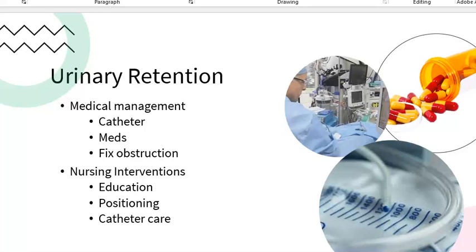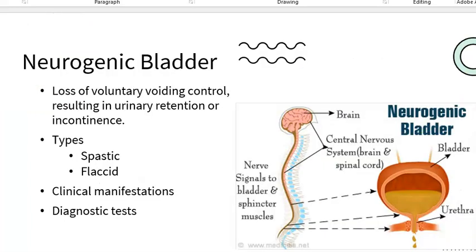If you have to do a catheter, make sure you do some good education on catheter care. That's very important. There's also things that you can do education on, like double voiding, where you'll have your patient void. They'll sit on the toilet for a couple minutes to 5 minutes and then see if they can void again. A lot of times they can't just because of whatever is causing this urinary retention.